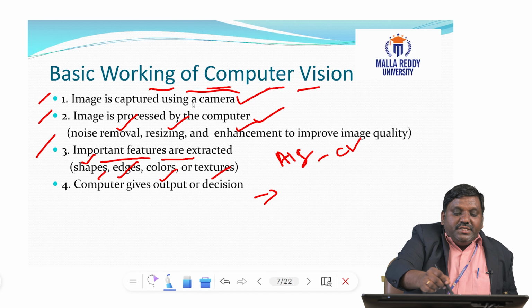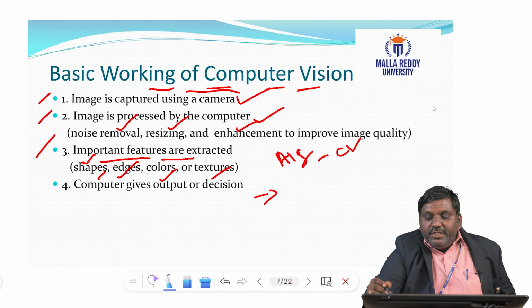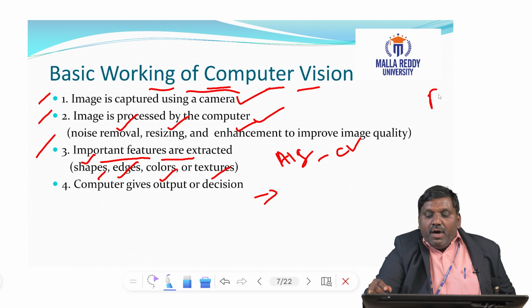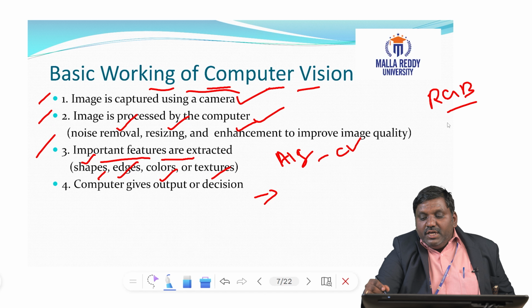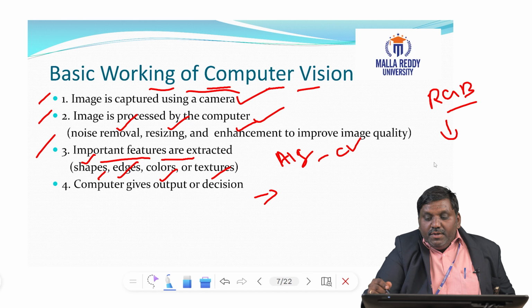So in the first stage, while capturing, the image is in the form of RGB format. Then in the second stage, the same image is converted into a gray pattern.